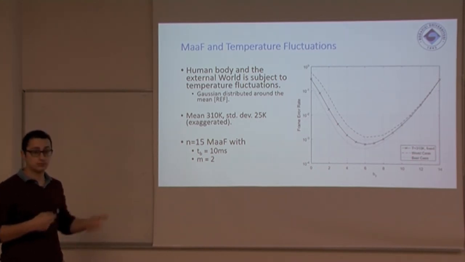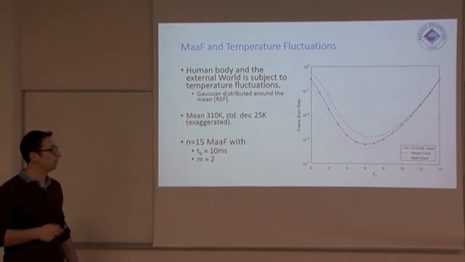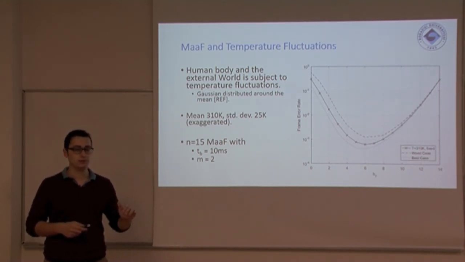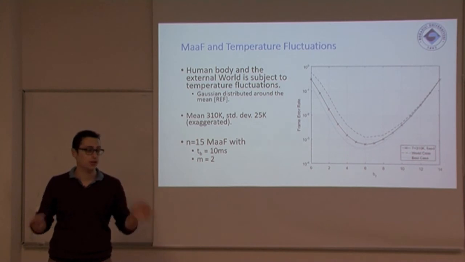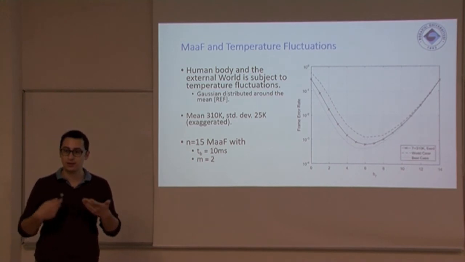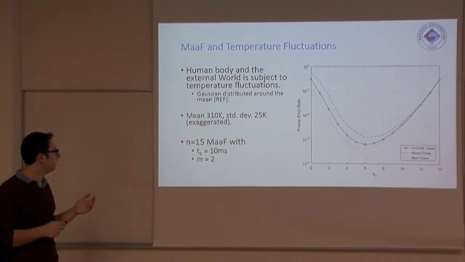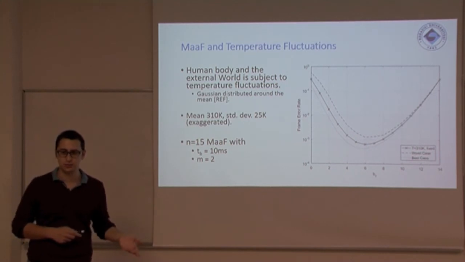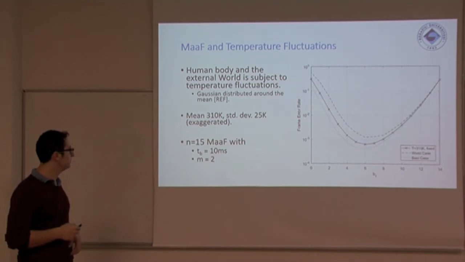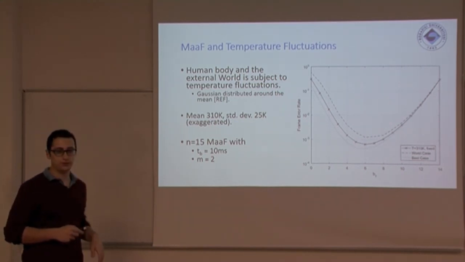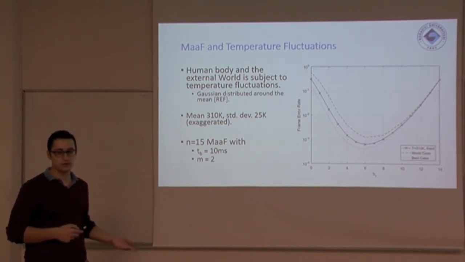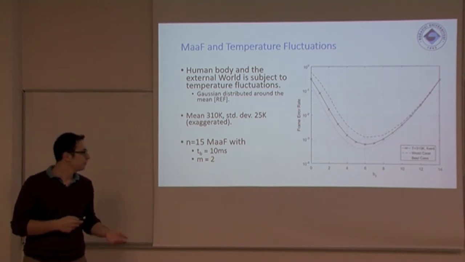And they found that it's Gaussian distributed around the mean. So when you say it's 15 degrees outside, it's 15 plus or minus some standard deviation, in a Gaussian distribution. I've tried this with the human body in mind: a mean of 310 Kelvin, which is 37 degrees Celsius, a normal human body temperature, with a standard deviation of 25 Kelvin, which is exaggerated, of course, because if we had a 295 Kelvin body temperature, we'd pretty much freeze to death.